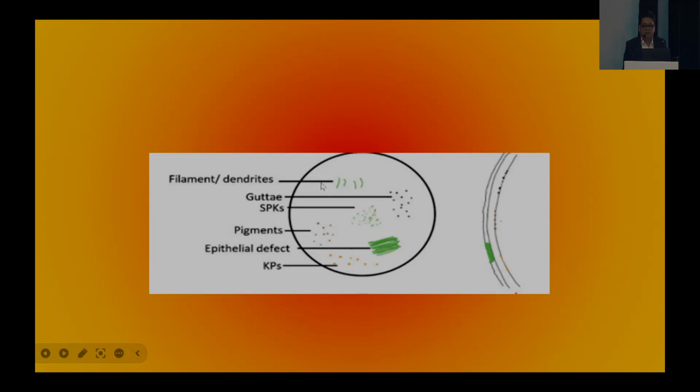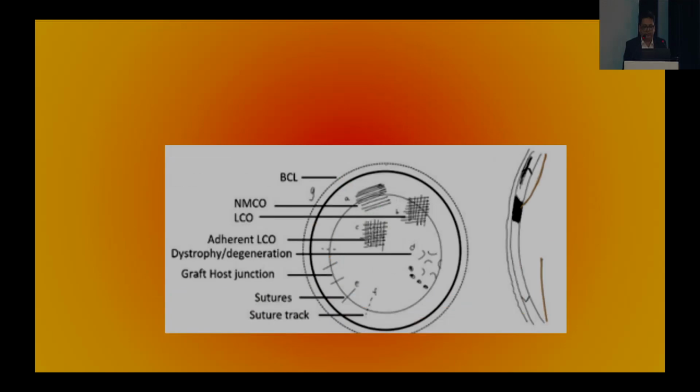And this is actually, whenever an epithelial defect is there, it is green color. Whenever you have filaments, it is green. Whenever there is a cap, it is brown color, pigmentation is brown color, and the epithelial defect is the green color. The scar is denoted by the black color.